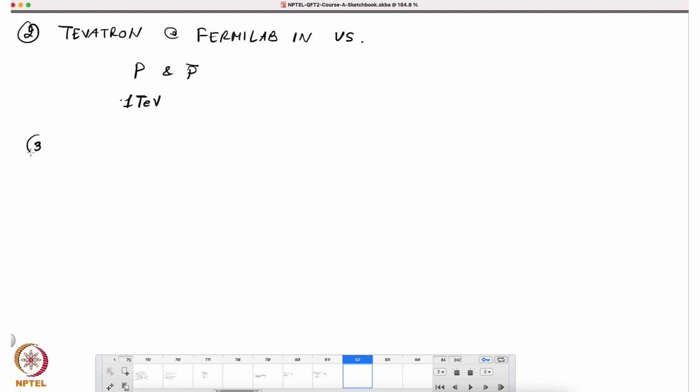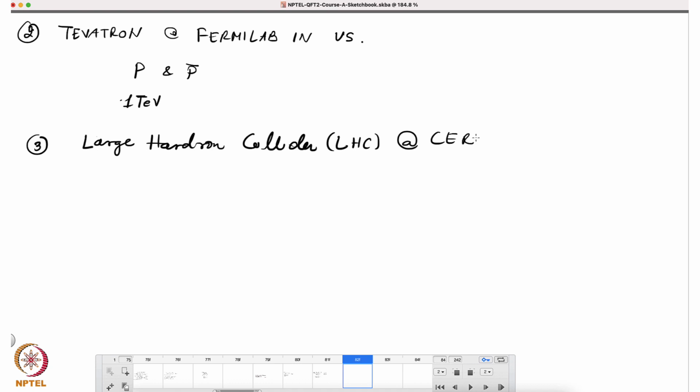And then we have presently the Large Hadron Collider, LHC, and this is again at CERN in Europe, and it is in the same tunnel in which LEP was. Okay, and the energy is currently almost equal to 14 TeV. And also I remind you that the Higgs was discovered at the LHC.